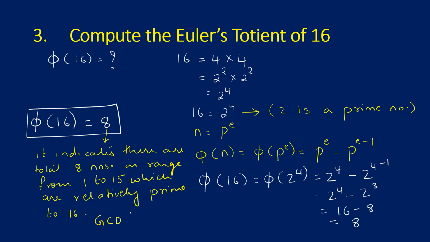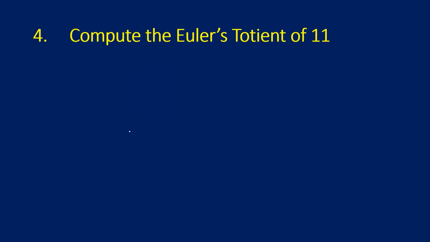That is, the GCD of those 8 numbers, denoted by x, with respect to 16 is equal to 1. So there are in total 8 numbers which satisfy this condition. Let us now solve this question.